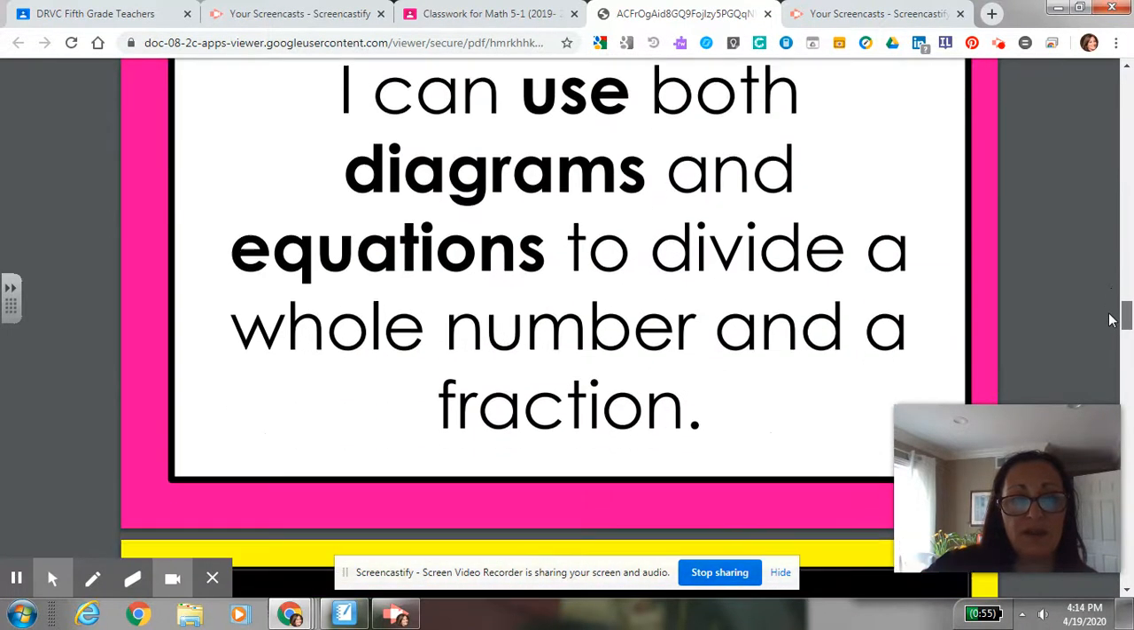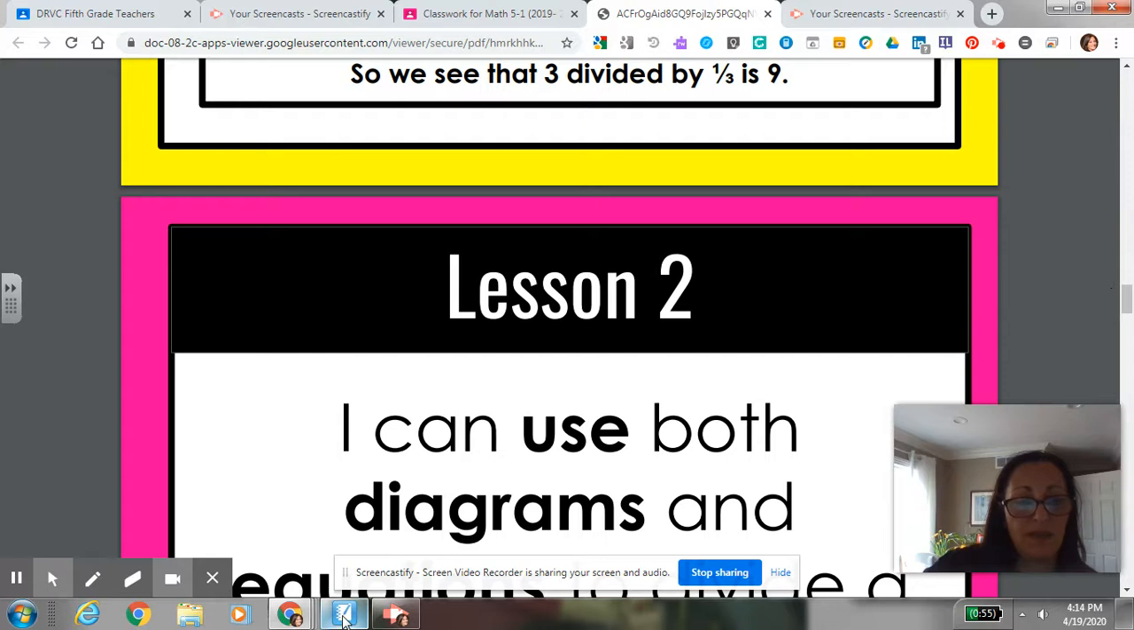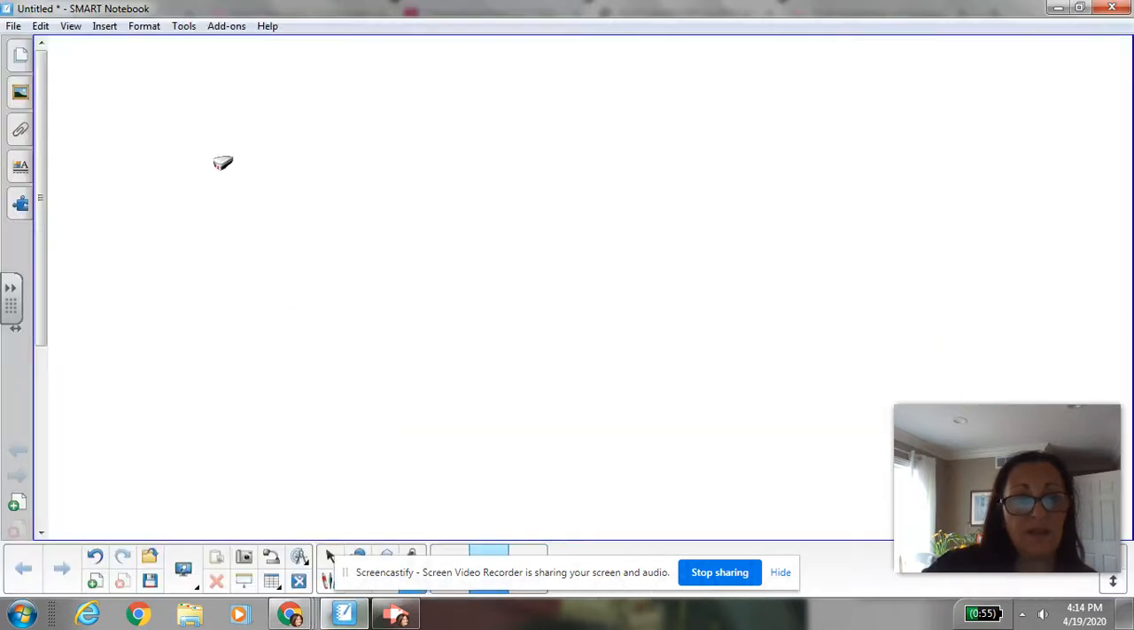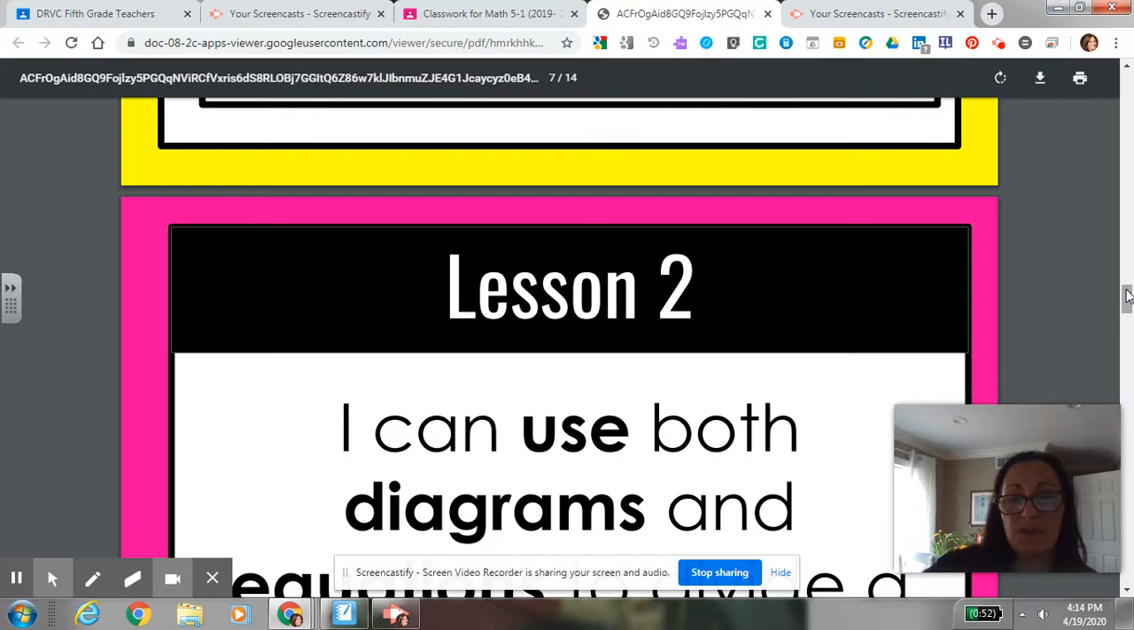So let's take a look at how we would write that. 3 divided by a third equals 9. Okay. All right. That's what we solved. That's the equation we solved.